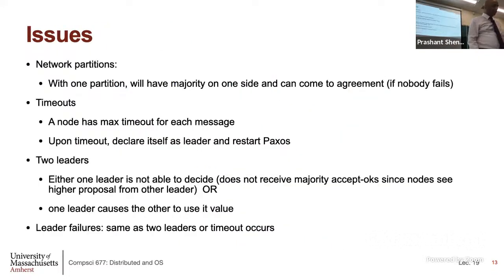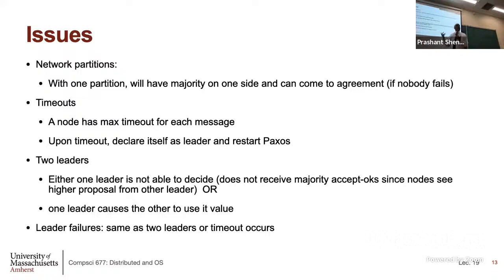Okay. So many issues here have to be dealt with, and Paxos does work. Network partitions: if the network gets split into two, we'll assume there is an odd number of nodes, so one side will hopefully have a majority. If you have an even number and you split it, you might have equal numbers, so nobody has a majority. But if you have odd, then one side will have a majority, and that side can agree.